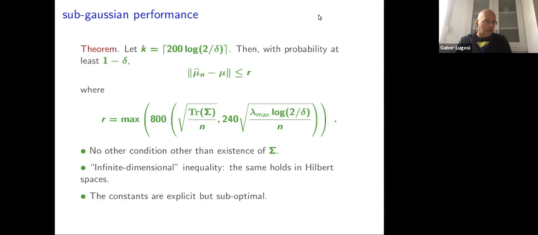The constants, of course, are not optimal. We don't expect these constants to be. I just put some numbers here that work. I'm sure that if you look closer at the proof, you can improve them. And I have no idea what the best constants are. That's an interesting question. What's the best you can do? For the Gaussian case, we had very nice constants. We had one and one here, right? So that was really nice.